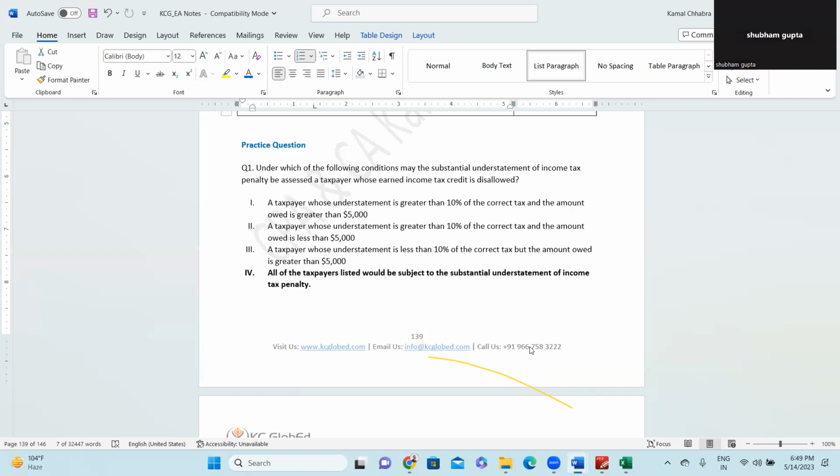Yes, sir. What is the call of the question? Under which of the following conditions may a substantial understatement of tax penalty be assessed on a taxpayer whose earned income tax credit is disallowed? In all cases, or is there any specific limit we have studied?